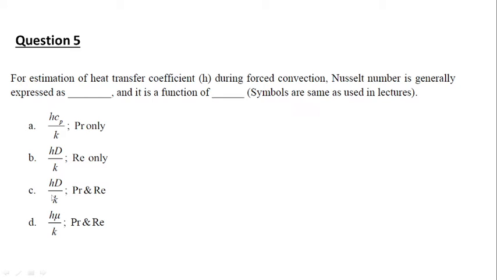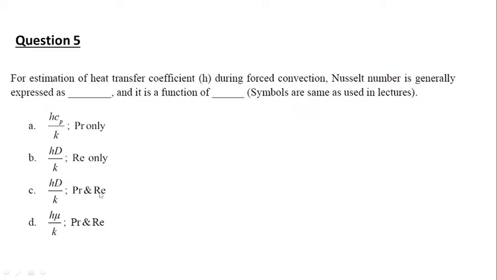Option B. Yes, sir. Options B and C both have the same equation for the Nusselt number, hD by k, but the function differs: whether the Nusselt number is related only to the Reynolds number, or to both the Prandtl number and the Reynolds number. Actually, the Nusselt number is a function of both Prandtl number and Reynolds number.